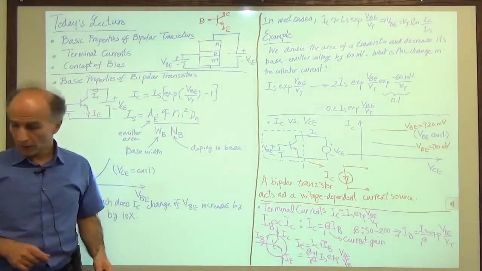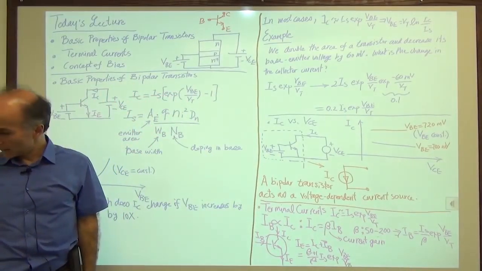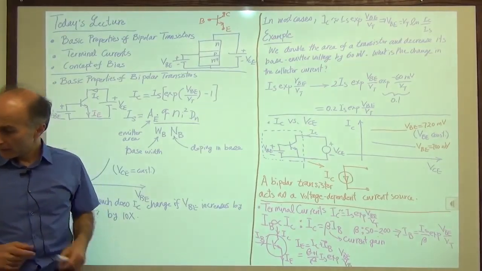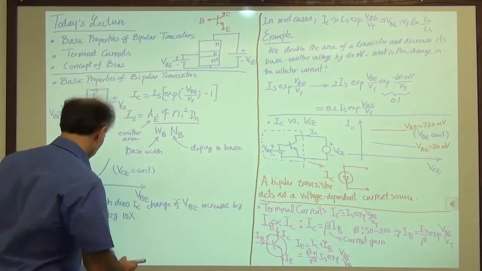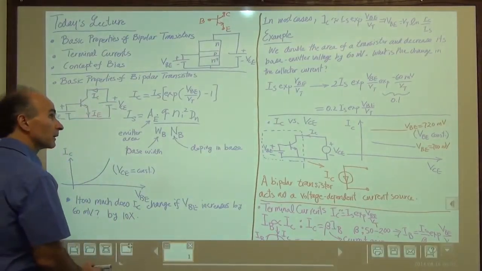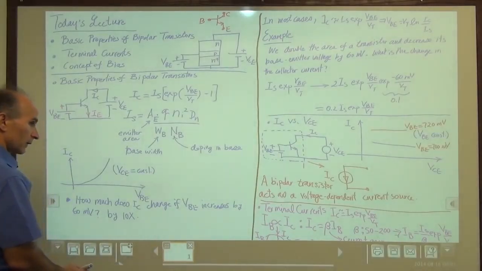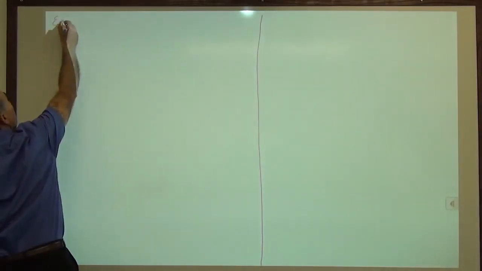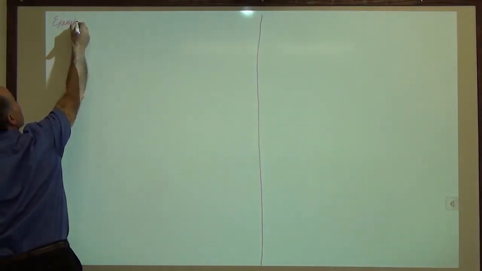Okay, very good. We have covered these basic concepts. Let's just look at an example to get comfortable with things before we go over to the concept of biasing. So here's an example, just to play with some numbers.